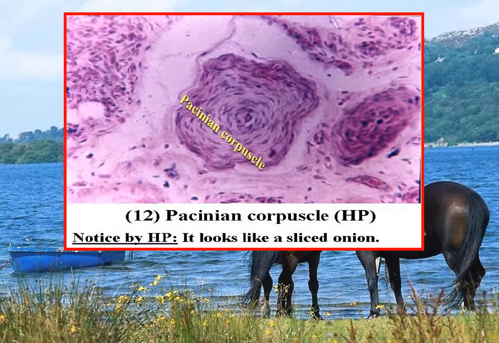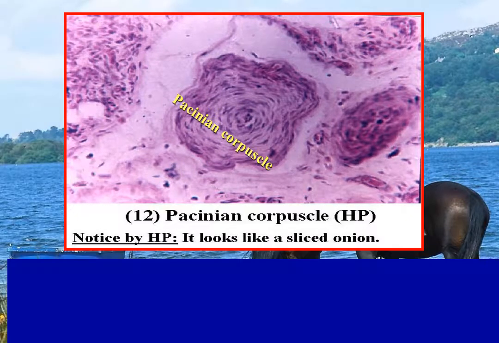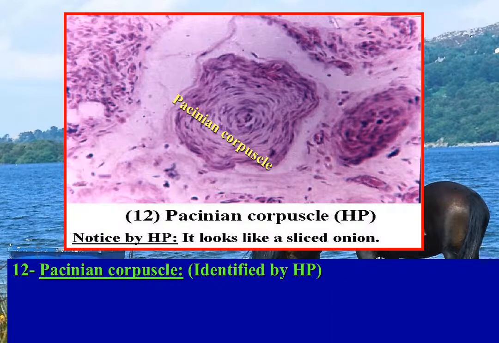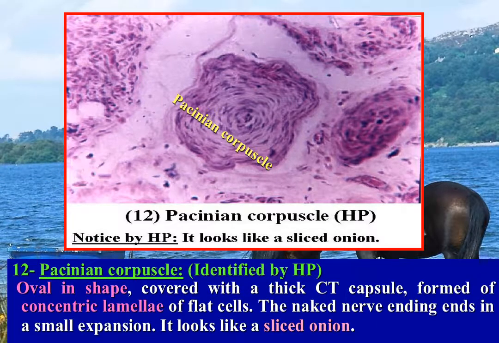Pacinian corpuscle, high power. It is a large, thickly capsulated nerve ending, oval in shape, covered with a thick connective tissue capsule formed of concentric lamellae of flat cells. The naked nerve ending ends in a small expansion. It looks like a sliced onion.